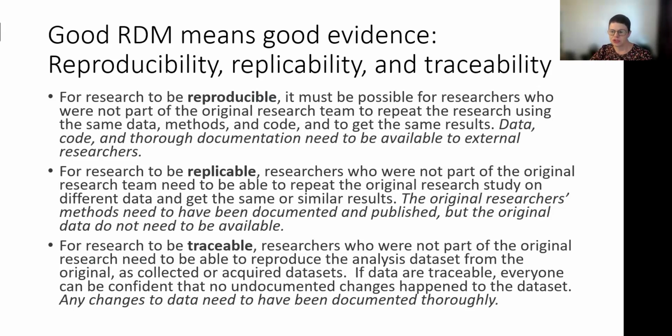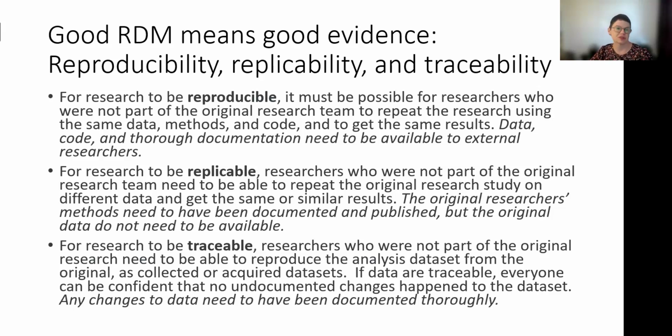For research to be reproducible, it must be possible for researchers who are not part of the original team to repeat the research using the same data, methods, and code and get the same results. So for other people to be able to reproduce the research, the original data, the code, and thorough documentation on exactly what was done all need to be available to external researchers. So you need to publish your data.